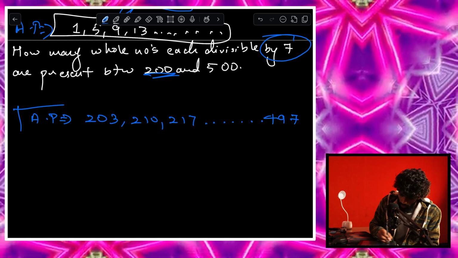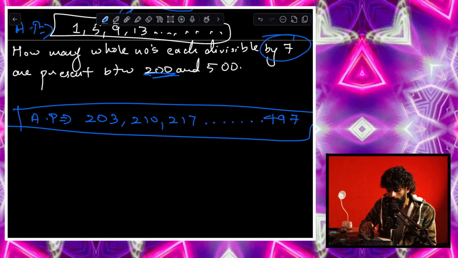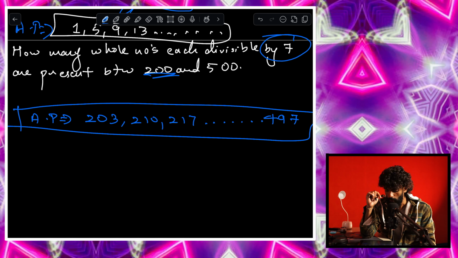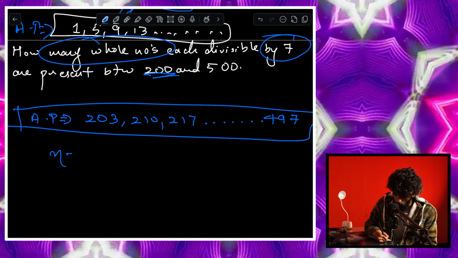So my actual AP is this. I am actually framing the question based on the hint they gave me. What they gave me in the question is only a hint, only a tip. Based on that tip, you're supposed to frame the AP. Now, once you're done, they're asking how many whole numbers. In simple language, what's the value of n?